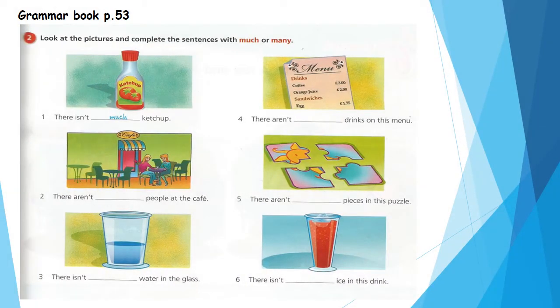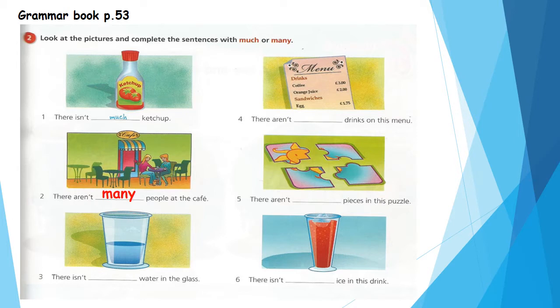Okay, grammar book page 53. Look at the pictures and complete the sentences with much or many. Number 1. There isn't dots ketchup. Yes, ketchup is an uncountable noun. We can't count it, so we'll use much. Number 2. There aren't dots people at the cafe. Okay, here people, we can count them? Yes, sure. So we'll use many.